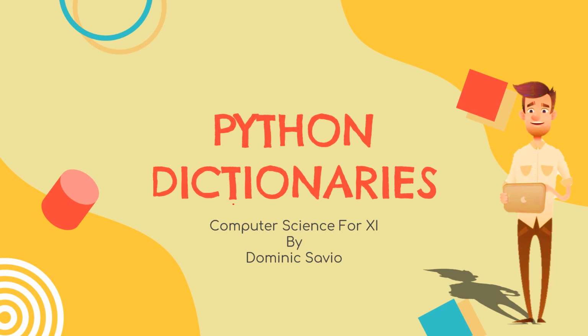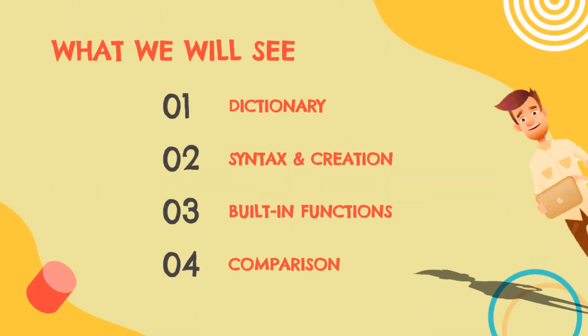So in this section we are going to deal with Python dictionaries. A Python dictionary is also a data type which falls into the category of mappings. A Python dictionary is a collection of items where each item is a key-value pair. We can also refer to a dictionary as a mapping between a set of keys and values. We'll see what a dictionary is, the syntax and creation of a dictionary, then built-in functions on dictionaries, then comparison with other sequential data types.